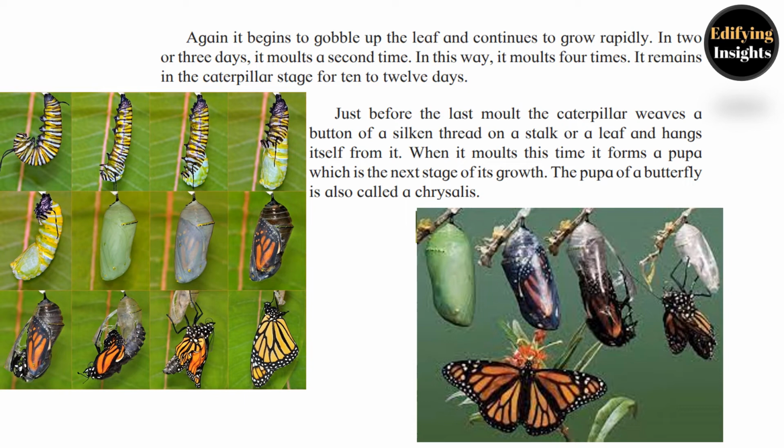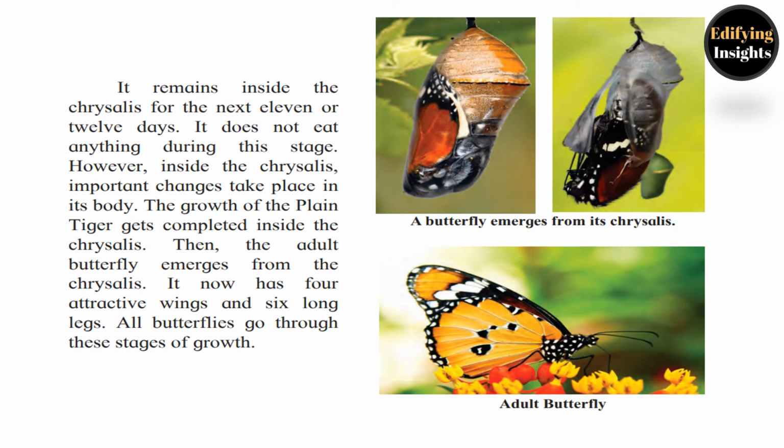Just before the last molt, the caterpillar weaves a button of silken thread on a stalk or a leaf and hangs itself from it. When it molts, this time it forms a pupa, which is the next stage of its growth. The pupa of a butterfly is also called a chrysalis. It remains inside the chrysalis for the next 11 or 12 days.